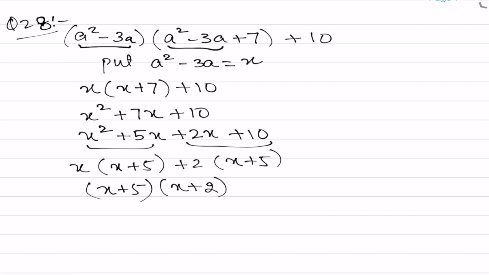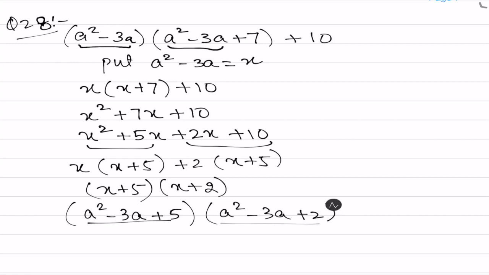As I already told you, our question is in the form of a. So we will put the value of x here. So x value is a square minus 3a plus 5 into a square minus 3a plus 2. Again the quadratic, three terms. So again we have to see, can the further factorization of both the factors be possible or not. If we see, 5 is a prime number, so there are no factors of the first bracket. So a square minus 3a plus 5 will remain as it is.